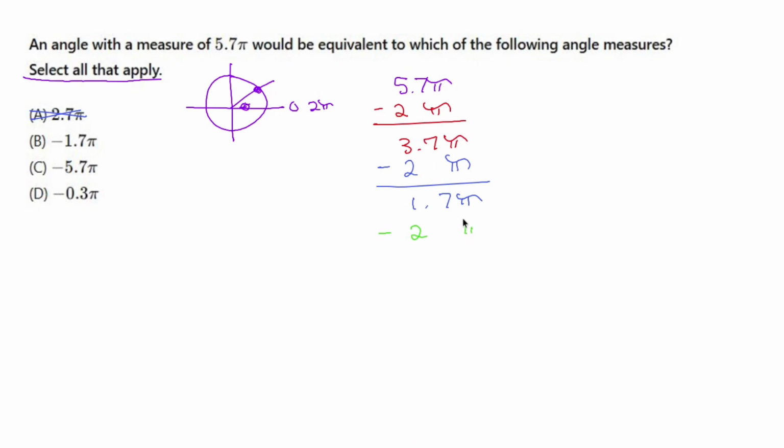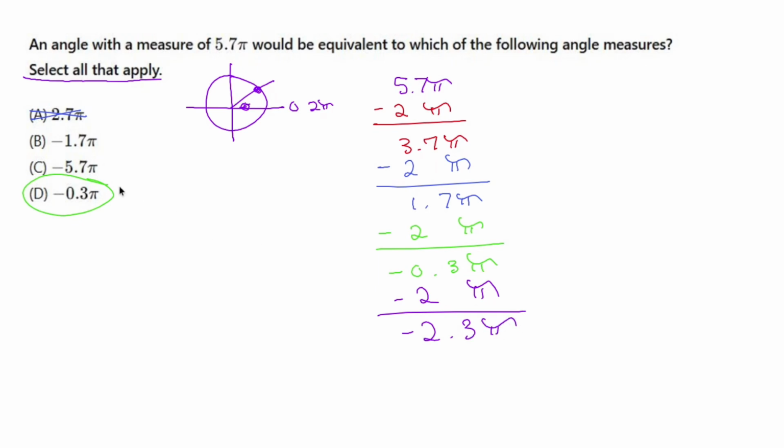Let's subtract 2 pi again. That's going to get me negative 0.3 pi. So that is an option. Let's do it again. Minus 2 pi is going to get me negative 2.3 pi. So we passed it and didn't land on it, so that's not an option.